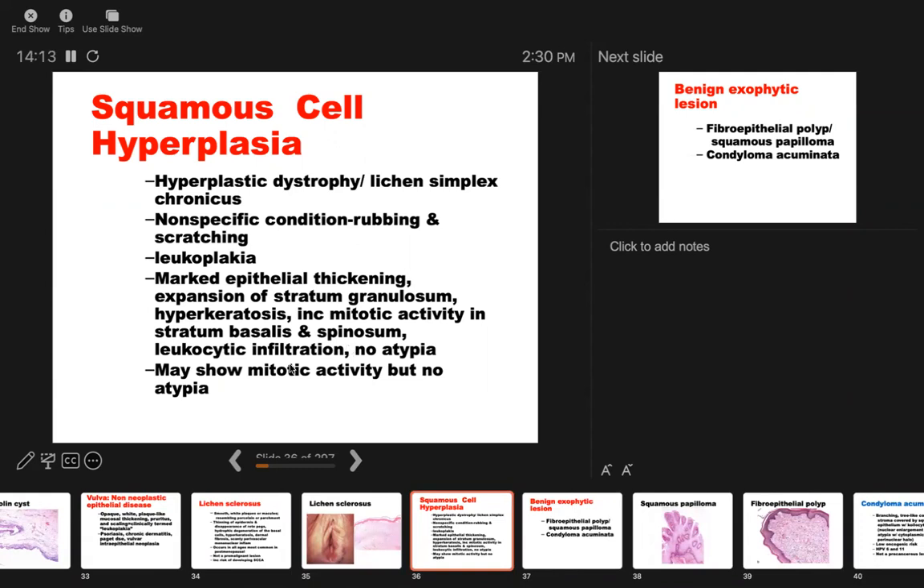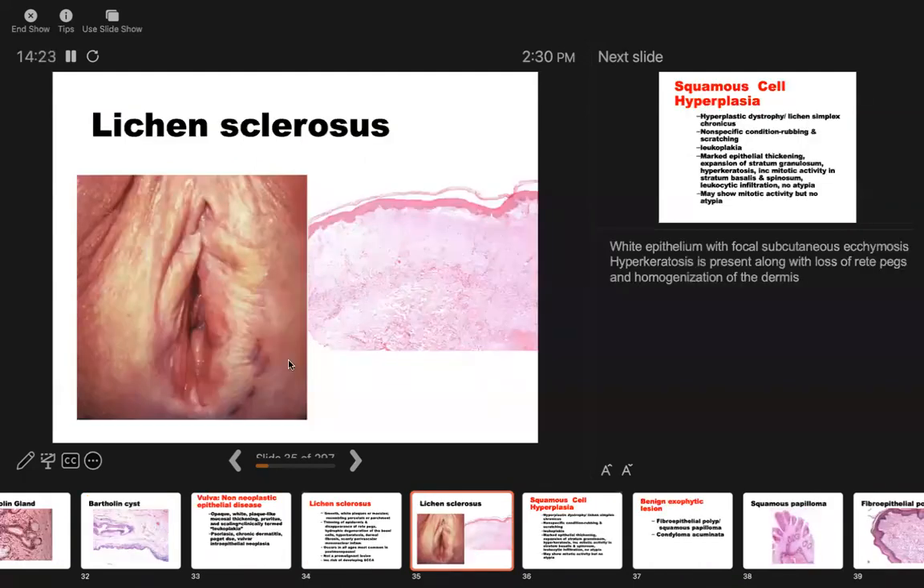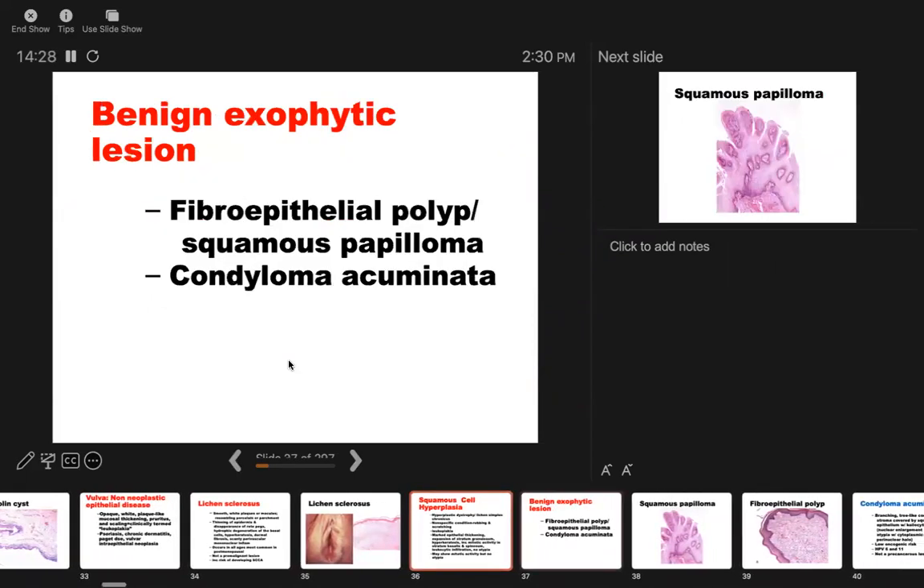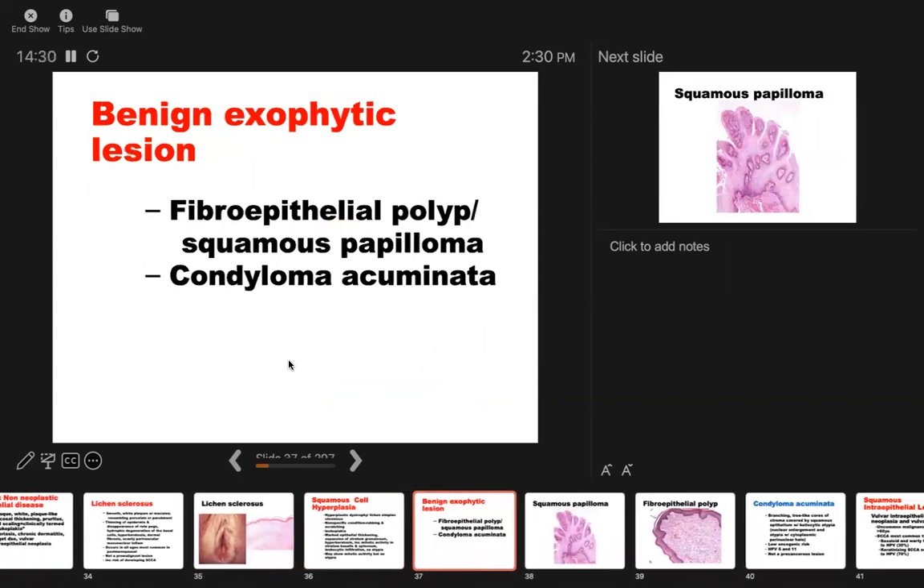And the leukocyte infiltration, which can also be observed in lichen sclerosus, is another common thing in these two disease entities. Okay, let us try to talk about squamous cell exophytic lesions.